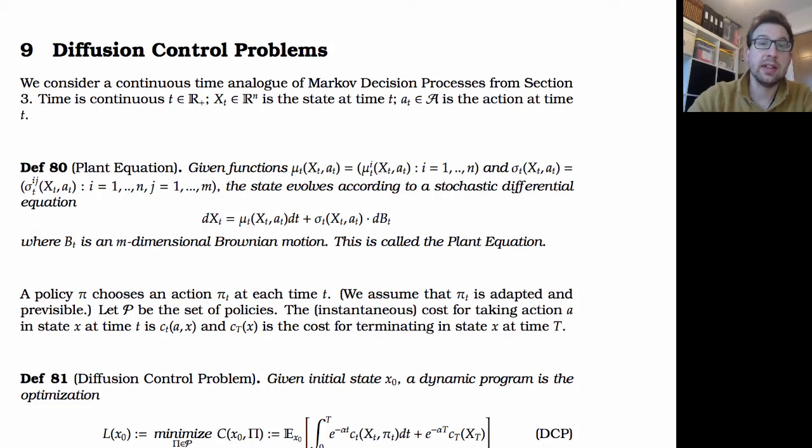random analog of continuous time dynamic programs. Okay, so just as the random analog of a dynamic program is a Markov decision process, then we want to consider the analog of a continuous time dynamic program as a diffusion control problem.